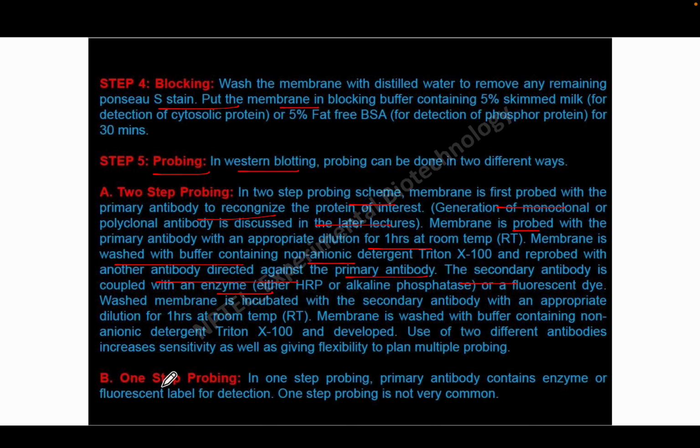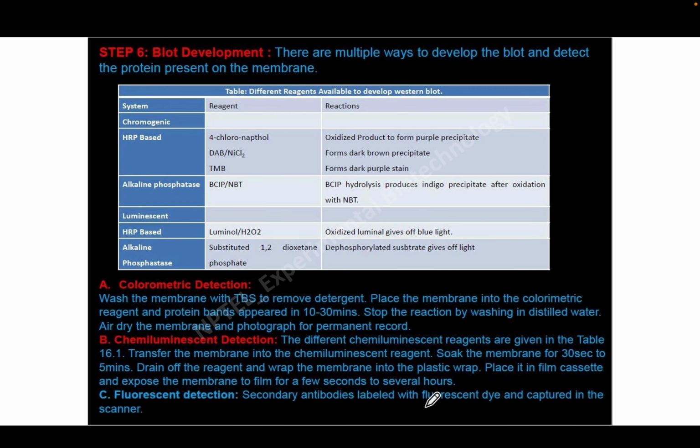detection done. And one-step probing: in one-step probing, the primary antibody contains an enzyme or fluorescent label. One-step probing is not very common.